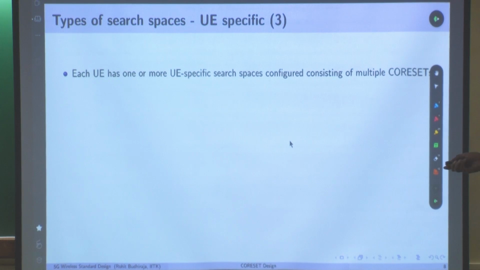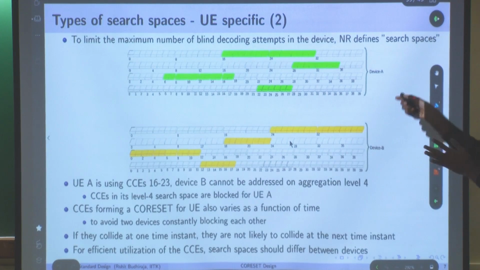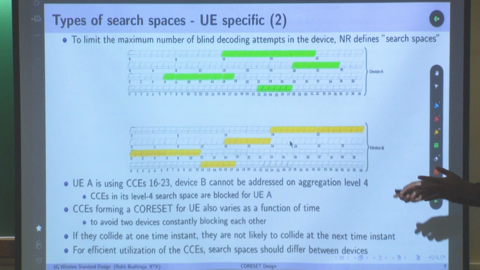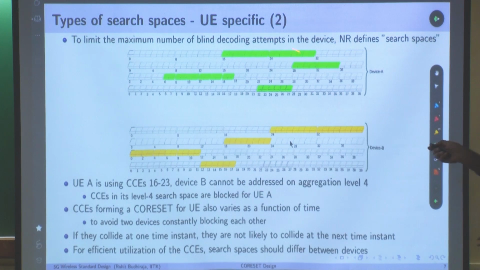And don't forget, so what does this mean? These are UE specific search spaces, correct? They are defined specifically for each user. These search spaces are defined specifically for each user, okay, right? And to put things in perspective, if this is what we are calling UE specific, there's something called common search space that we'll see later, okay, right?